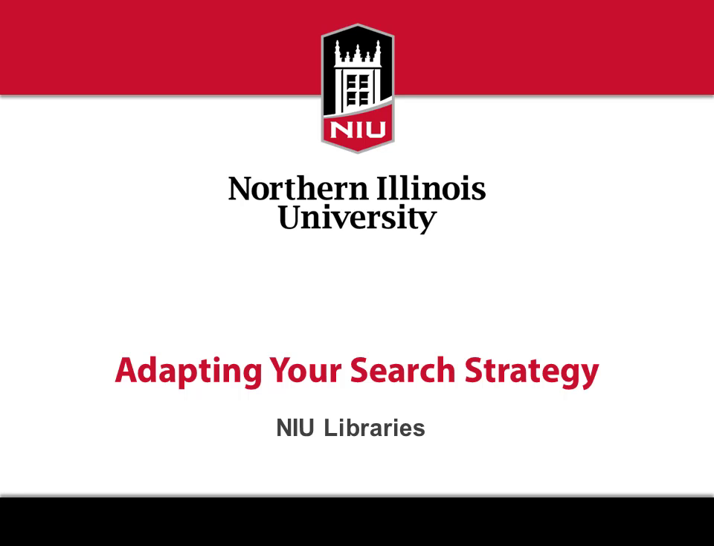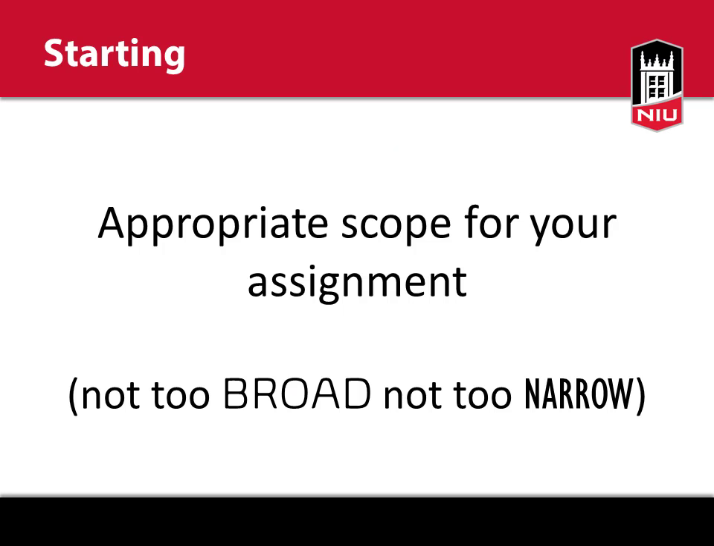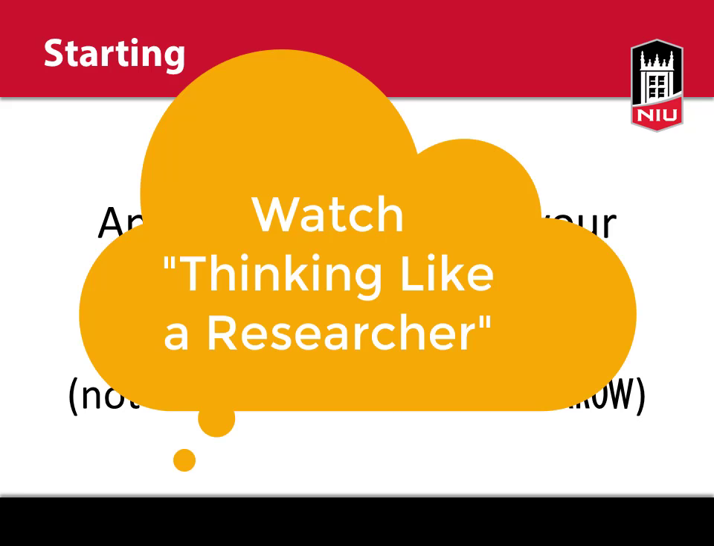In this tutorial, you'll learn how to identify keywords you can use to find resources for your research question and how to find resources that support a narrow local topic, such as recycling at NIU. First, start with a research question that has an appropriate scope for your assignment, something that is not too broad but not too narrow. For information about writing a research question, watch the Thinking Like a Researcher tutorial.